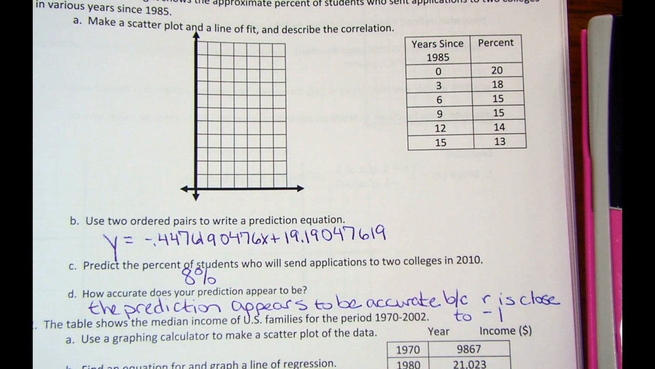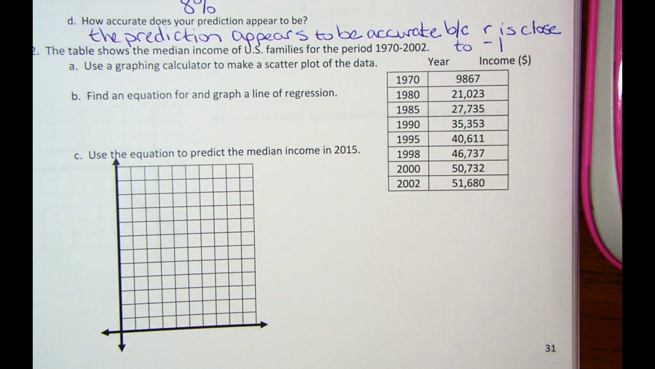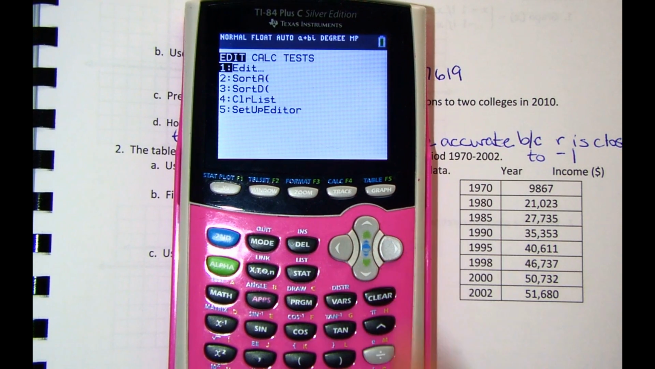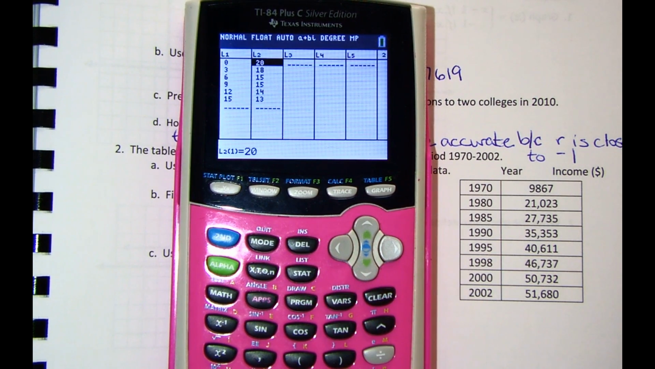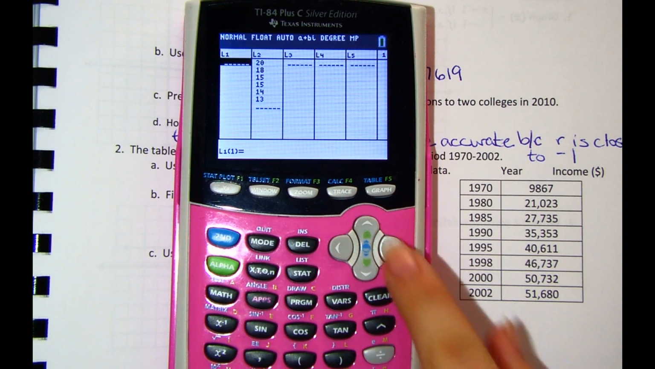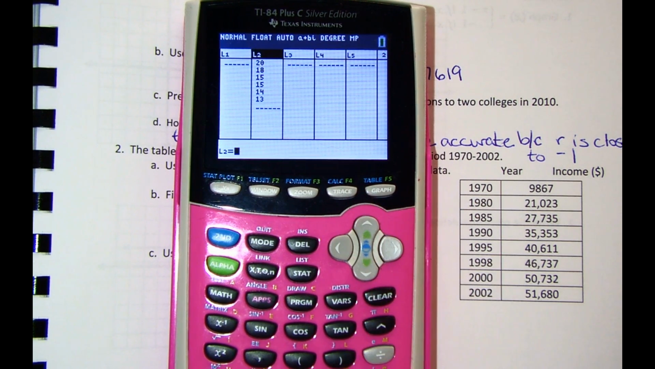Let's go through another example. This table shows the median income of U.S. families for the period of 1970 to 2002. Our first step is always to input our data. To enter our data, we are going to go to Stat, Edit, and we need to clear out our data. So we highlight the heading, press Clear, Enter. Then enter your data.